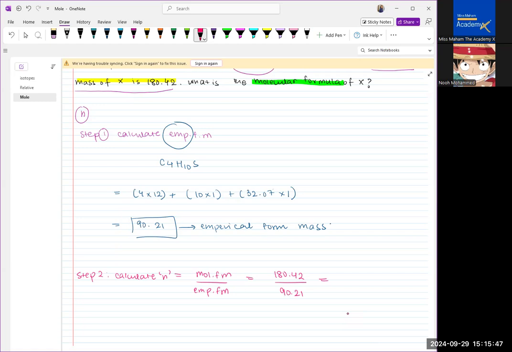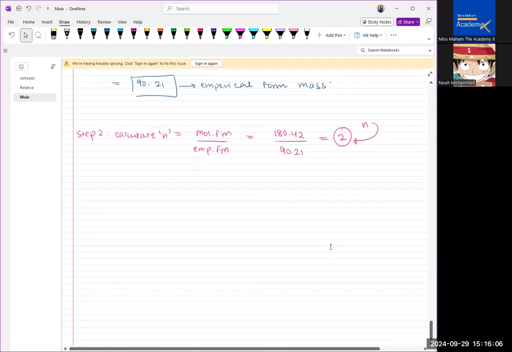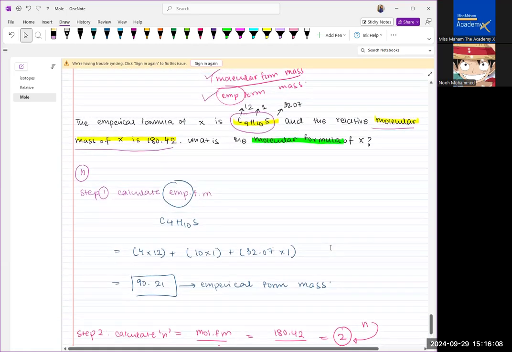ठीक है, इसका आंसर आ रहा है, 180.42 divided by 90.21. Exact answer आ रहा है 2. So N turns out to be 2. Now we have N. Going back to the formula, what do we need to do? अगर N हमारे पास 2 आ रहा है, we just multiply our empirical formula with N to get the molecular formula. So empirical formula क्या है? C4H10S.